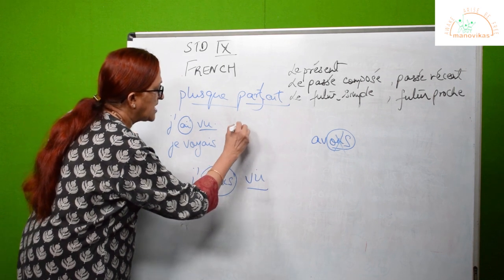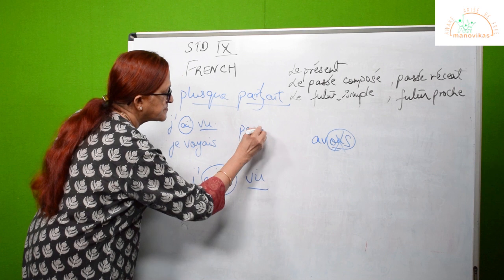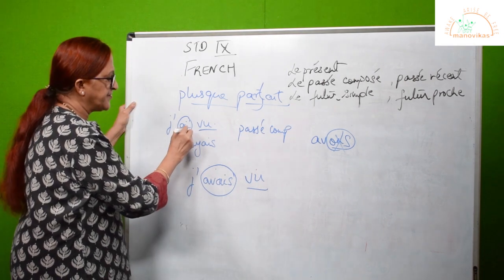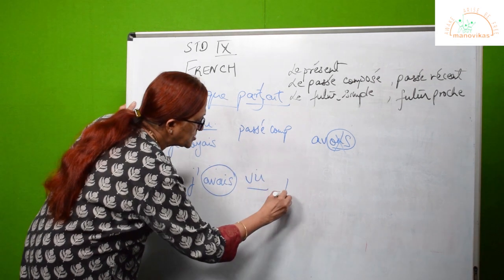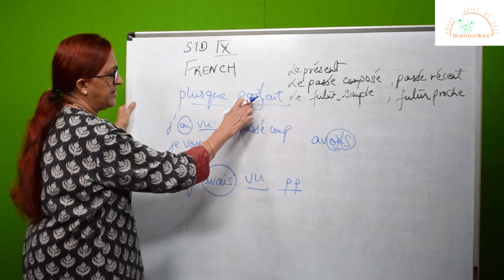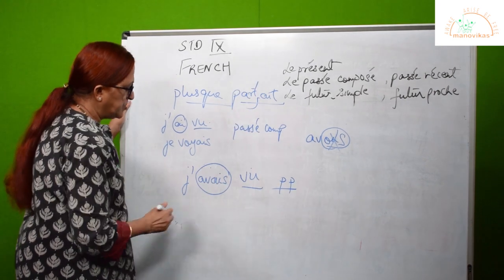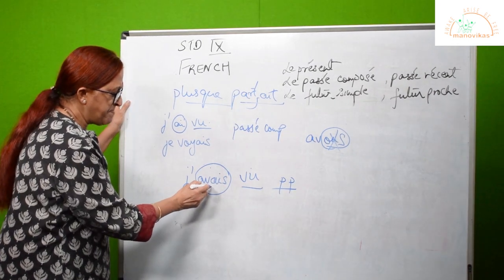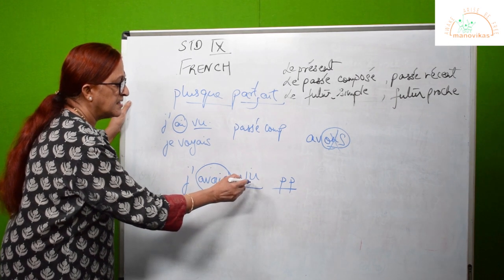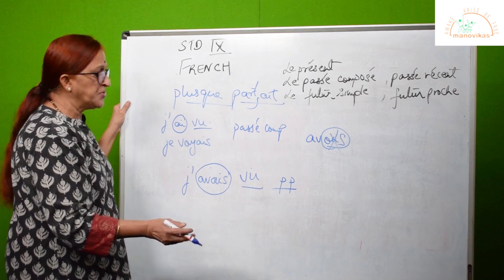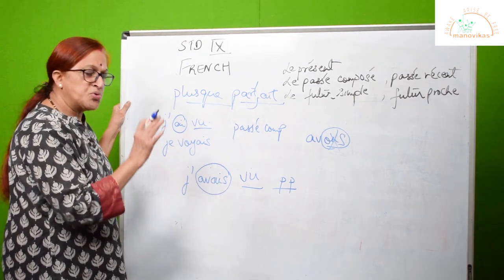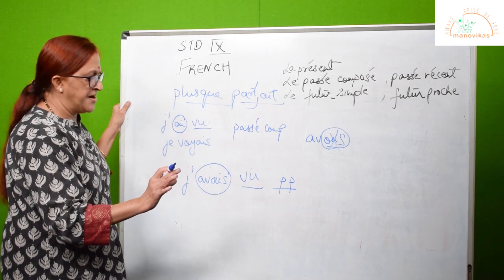So in your passé composé, you use the present tense of the auxiliary. In your plusquamperfect, PP stands for plusquamperfect, you are using the imperfect of the auxiliary and the past participle of the given verb. So it's the same process, only instead of present you are using the imperfect. You already know how to form the imperfect.